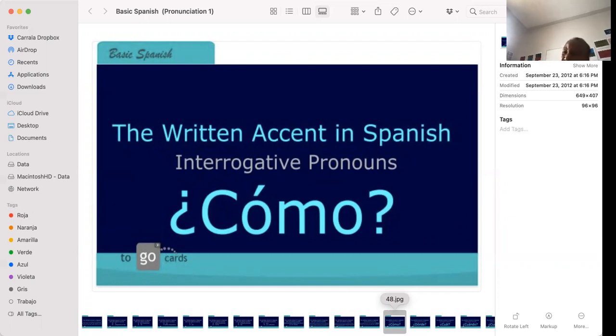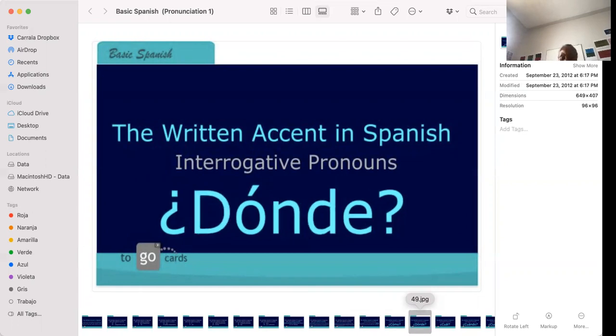Interrogative pronouns, como, cuando, quién, when it's interrogative. When it's not interrogative, there is no accent. ¿Cómo me lo dices? How can you tell that to me? Okay, when it's interrogative. Only when it's interrogative. When it's not interrogative, there is no accent. But when it's interrogative, cómo, and if you notice, it's placed where it would be normally placed even without the accent. ¿Cómo?